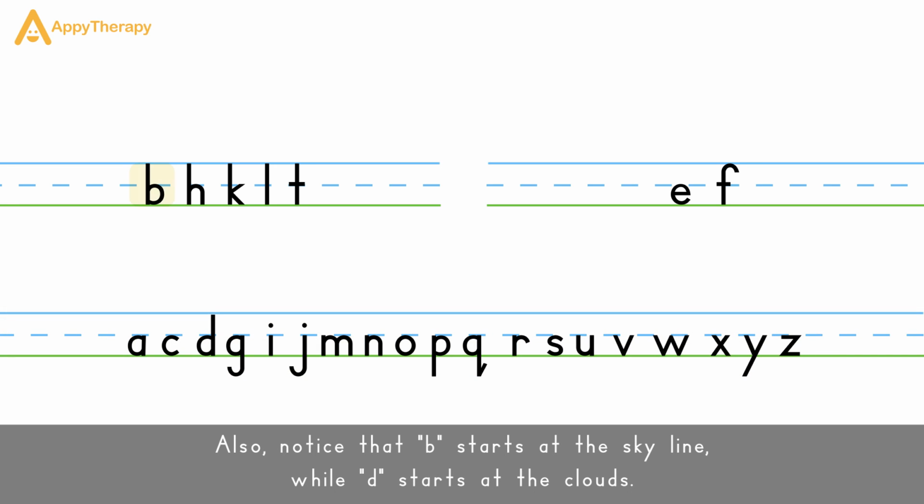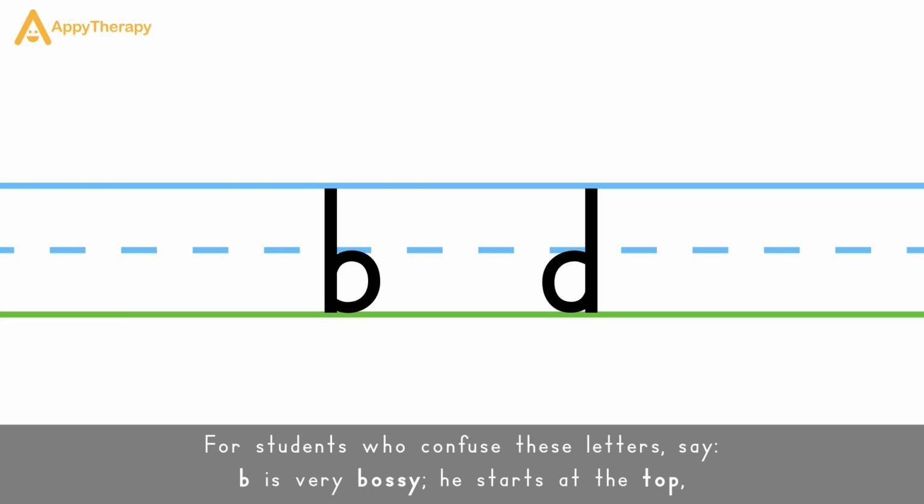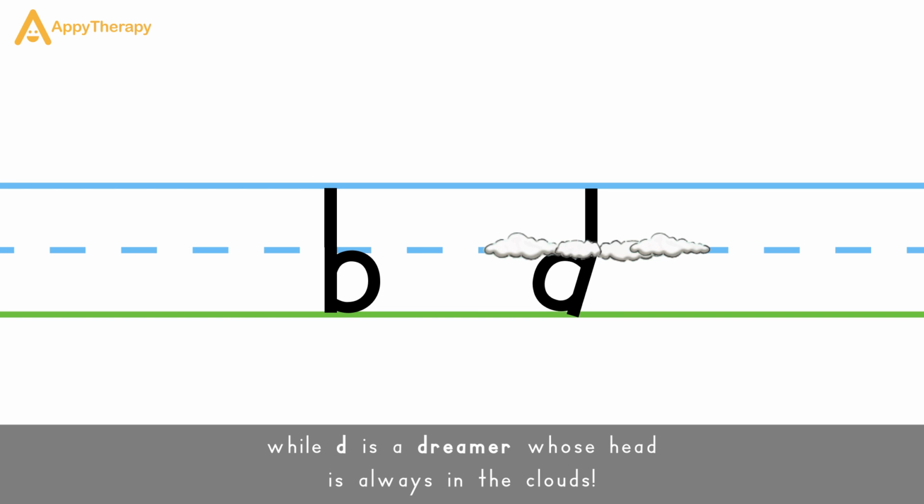Also, notice that B starts at the skyline while D starts at the clouds. For students who confuse these letters, say B is very bossy. He starts at the top, while D is a dreamer whose head is always in the clouds.